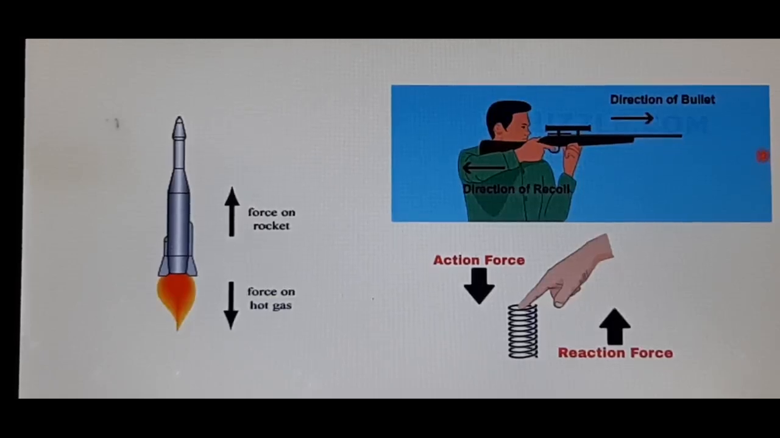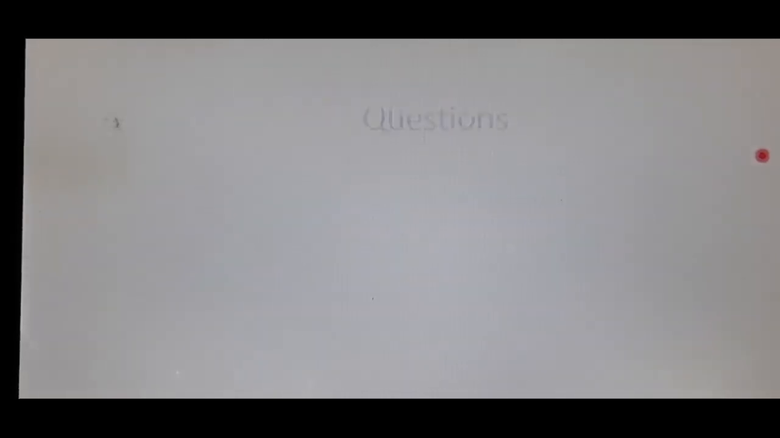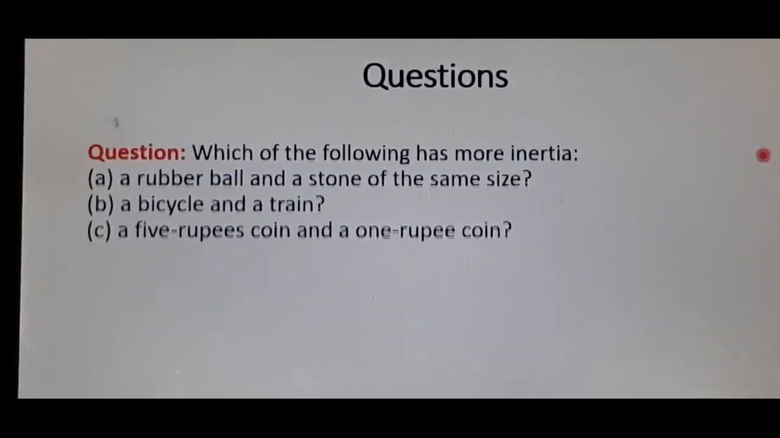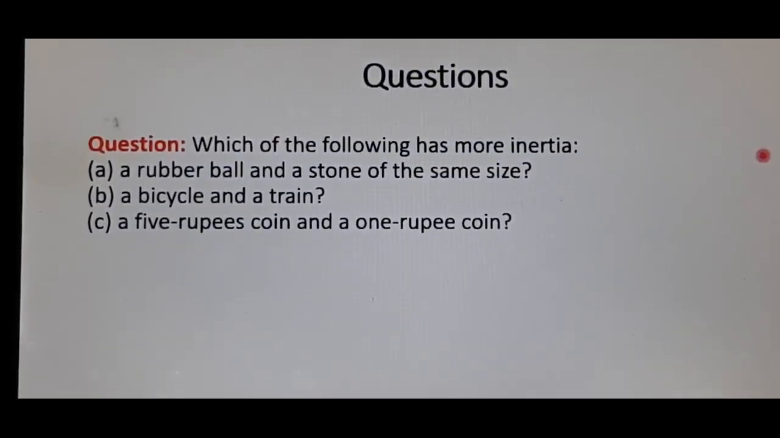Now let's discuss a few related questions. These questions I have selected from the textbook. You can see question number one. Which of the following has more inertia? A rubber ball and a stone of the same size, a bicycle and a train, a 5 rupee coin and a 1 rupee coin. You have to understand one thing: inertia depends on mass.